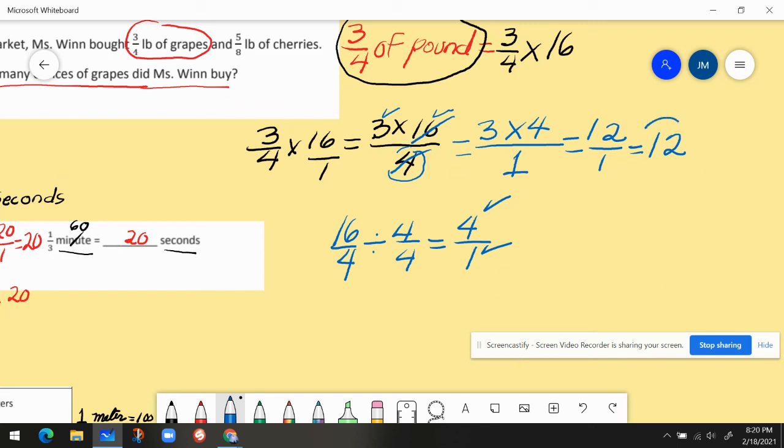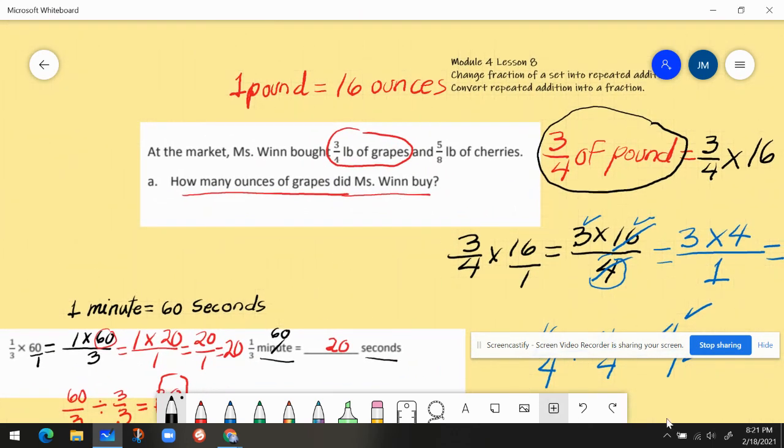Let me circle it. Okay, so the answer is 12. Let me rewrite it. 12. That doesn't look good. Let me just erase the whole thing. Okay. So the answer is 12 for this module, for lesson 8. So we know that the answer is 12. So now we're going to write it exactly where the problem is. It says, how many ounces of grapes did Mr. Wayne buy? Okay, so here we go.